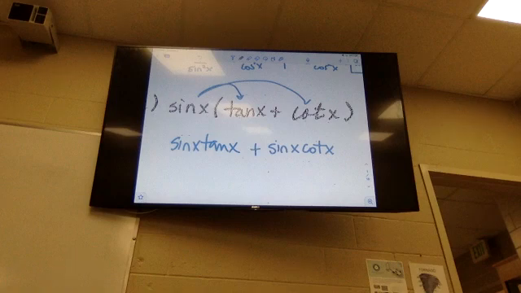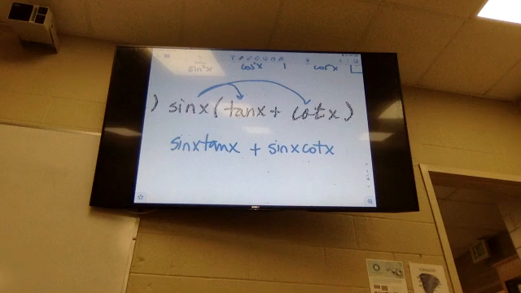It didn't really let us do anything though. What else do I need to do in order to start simplifying? What's another thing I could do here? Can I combine anything right now? I can't add anything together, can I? When you get kind of stuck, I'd say, okay, can I rewrite something in terms of sine and cosine? Is there anything here I can rewrite in terms of sine and cosine?